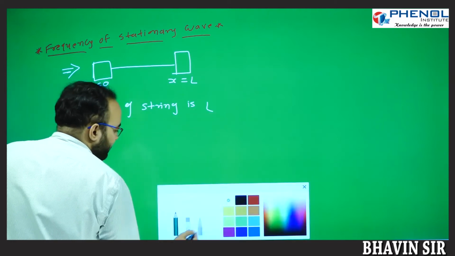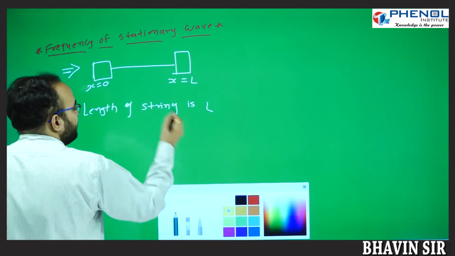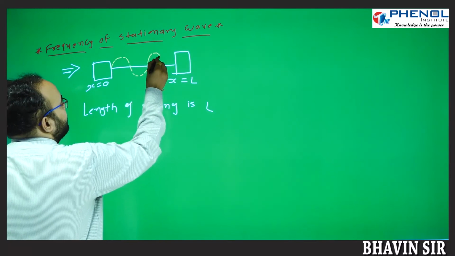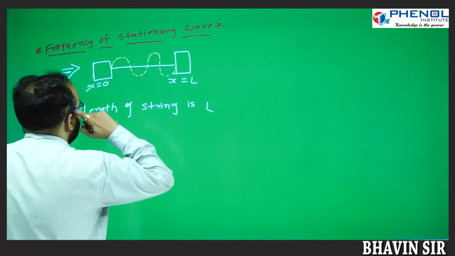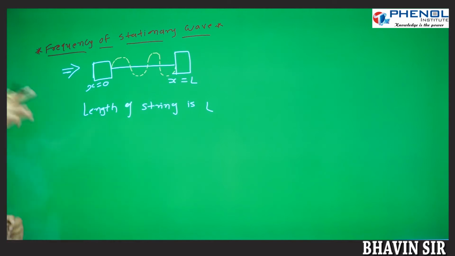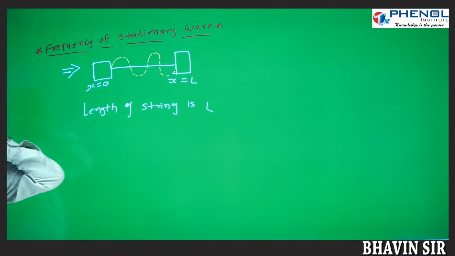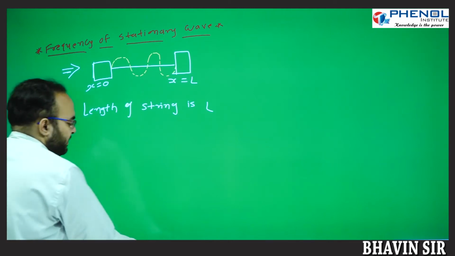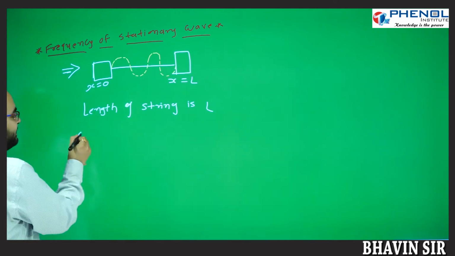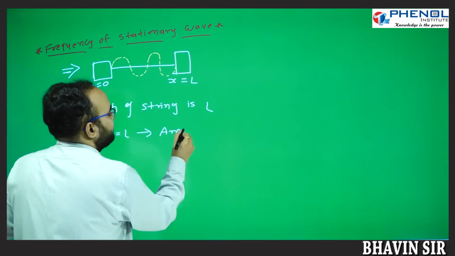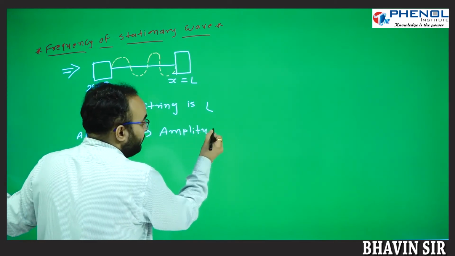Lambda. Then from the opposite side, the next reflected wave starts here. So see students, we can say that at x equals L, see how to get the frequency.